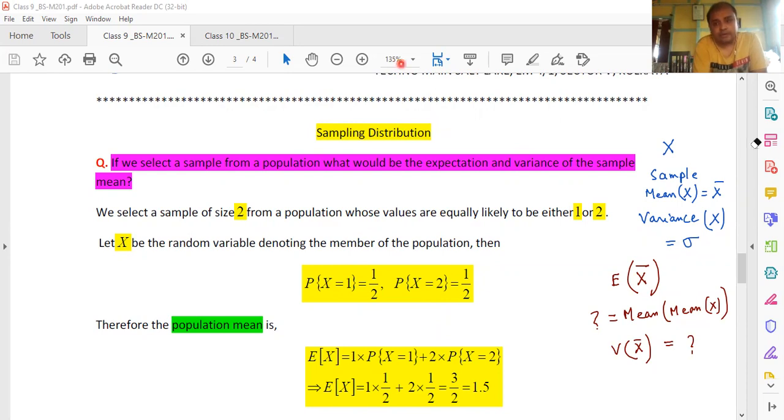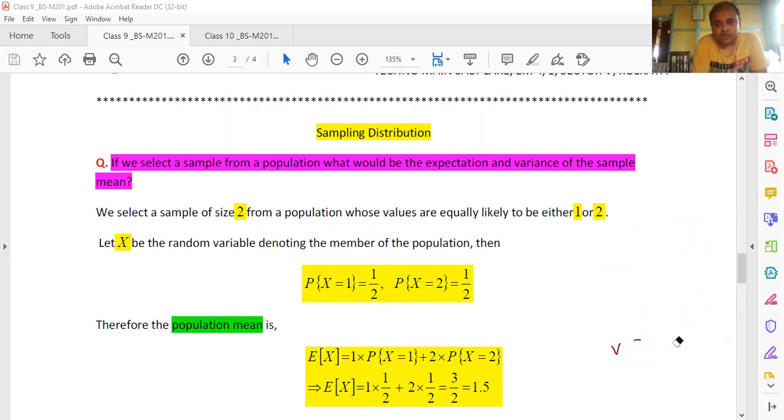Now, we know that by definition, the population mean will be denoted by EX. This EX can be calculated by the given formula. For the discrete case, EX is the summation of x into probability of X equal to small x. So we have applied this formula over here.